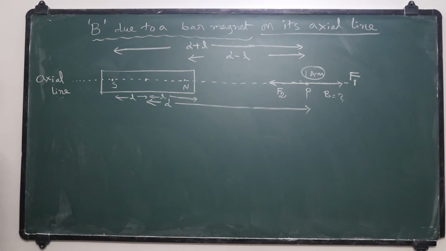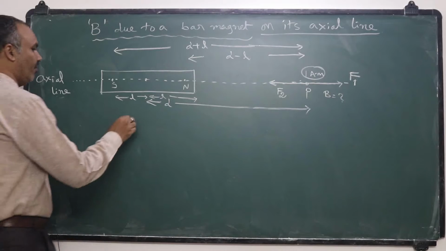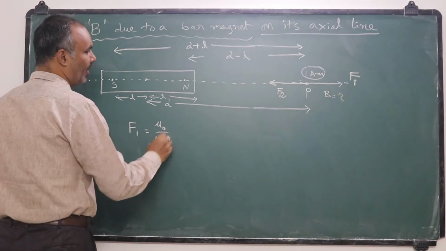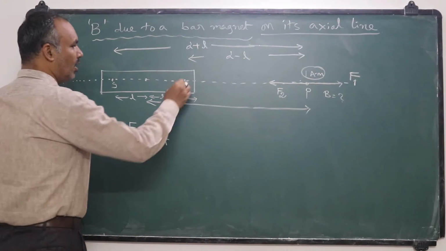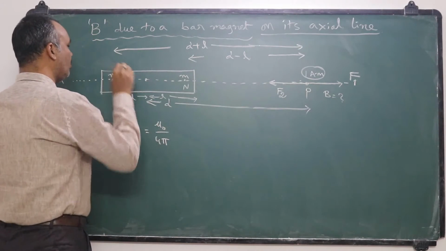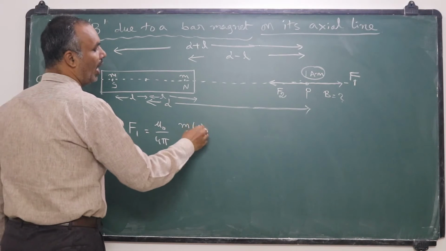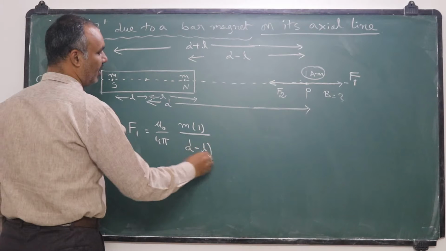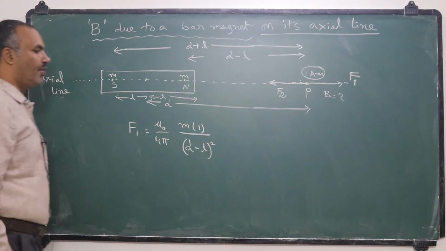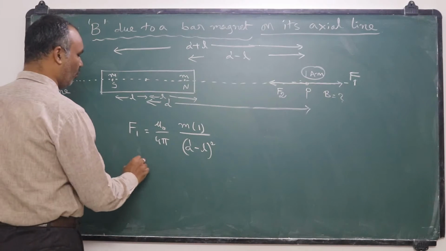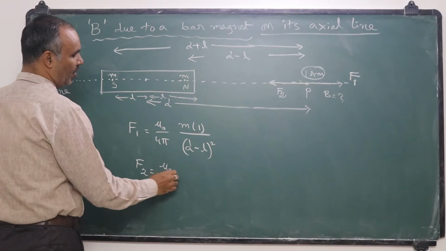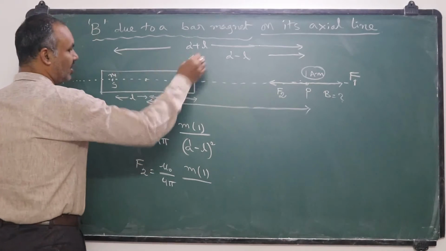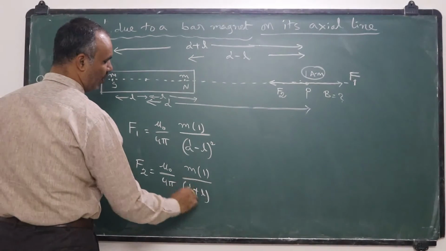Now, I would like to find F1. F1 is nothing but mu naught by 4 pi, m1 m2 by r square. Its pole strength is small m, and the other unit north pole's pole strength is 1. The separation between them is d minus L whole square. Similarly, F2 is given by mu naught by 4 pi into m into 1 by d plus L whole square.